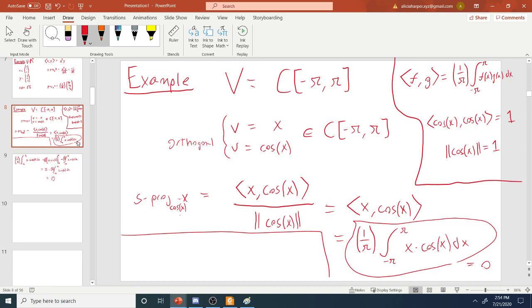And likewise, the vector projection of x onto cosine of x is just going to be 0.